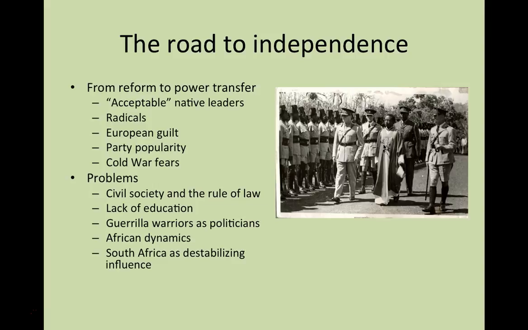Belgium, which had provided a fairly high proportion of primary education in the Congo and the other places they held in the Lakes region, did not do much with secondary education or higher education, to the point where there may have been fewer than 10 college-educated people in that entire gigantic country of the Congo at the time of independence. So lack of education was, I mean, this is striking.